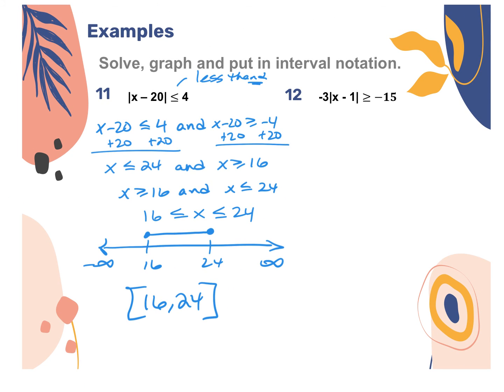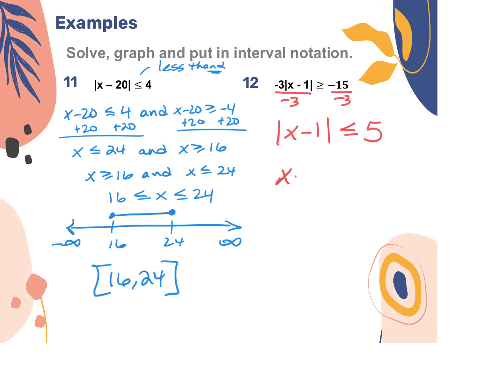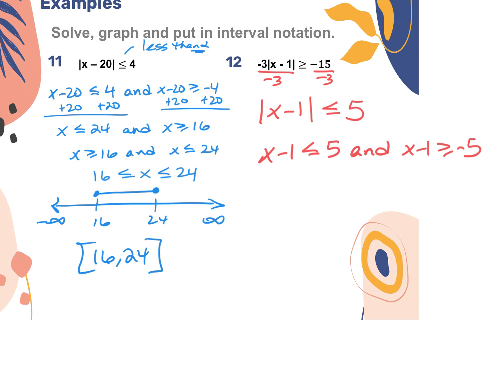Next one, remember, isolate first. So I need to divide both sides by negative 3. I don't want to distribute that. Okay, remember, when you divide by negative, this symbol's going to reverse. You don't look at it until you've isolated to figure out the word. So now this is a less and, so it's an and again. So again, drop the bars, write the word and, drop the bars, flip it, make it negative. Solve each one.